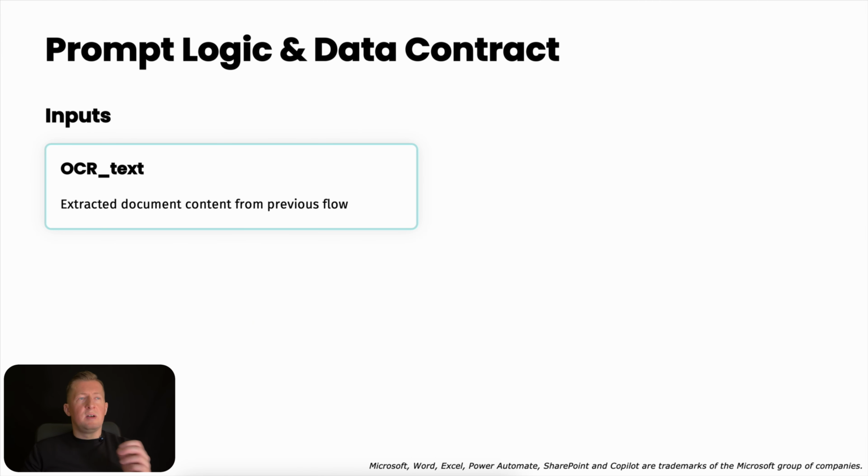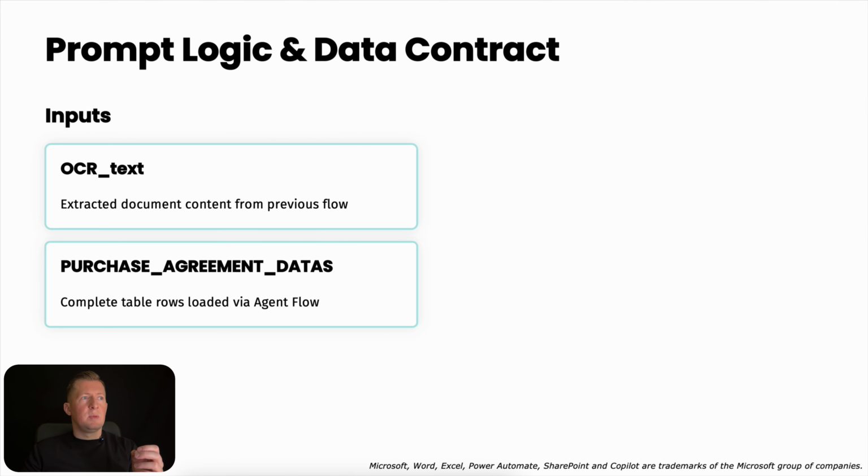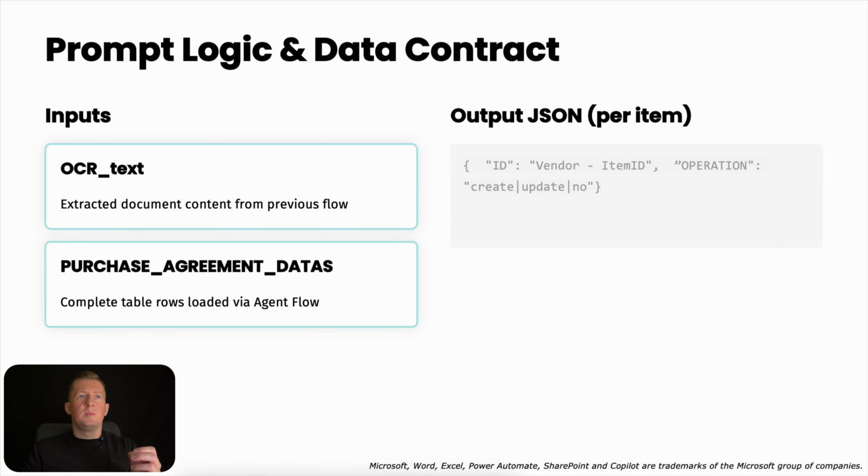The inputs are not only the OCR text, but also the purchase agreement data now. And the output is also developed. We are adding a new output parameter in the JSON variable, which is the ID, which consists of the vendor name connected with the minus sign and the item ID. And the other new parameter is the operation, which can have three values: create, update, or no.